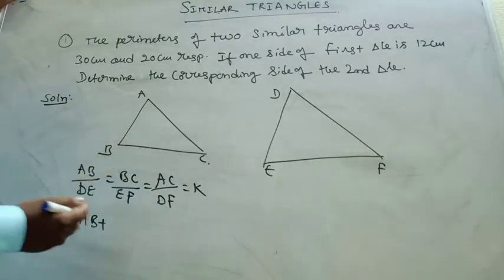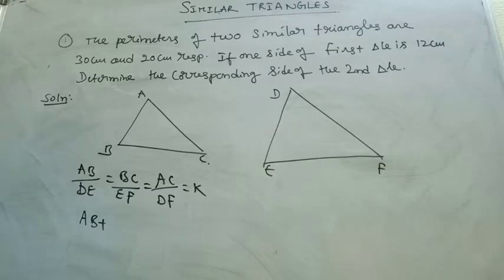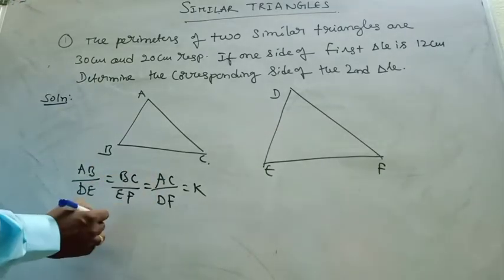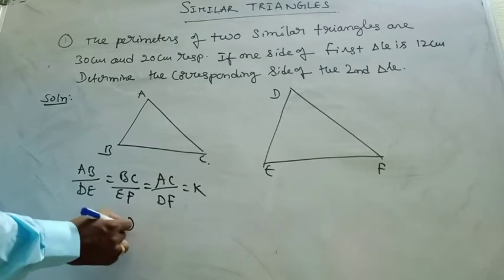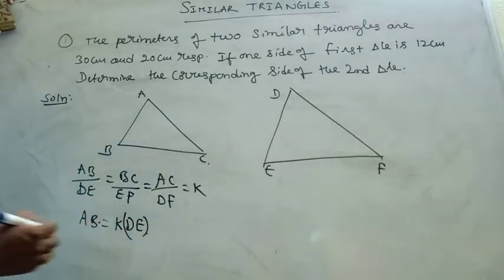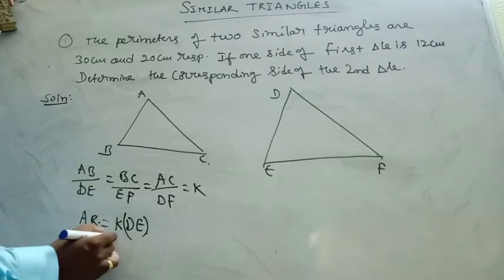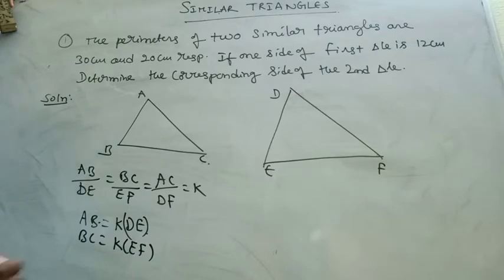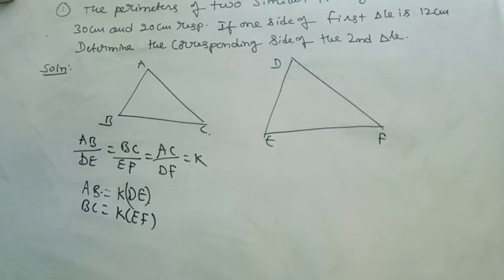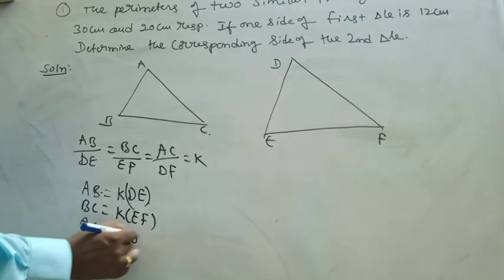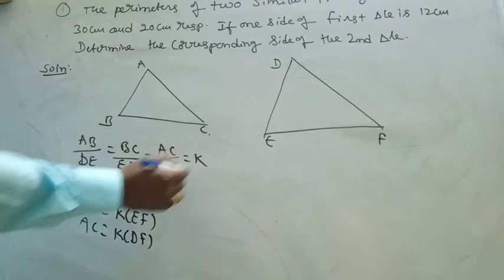Let us discuss this very clearly. AB by DE equals K, that means AB equals K into DE. Similarly, BC is equal to K into EF, and AC is equal to K into DF.